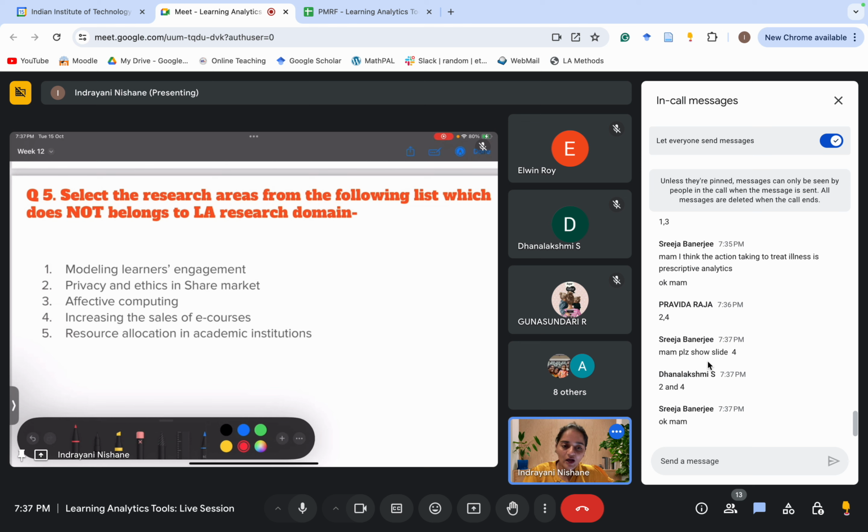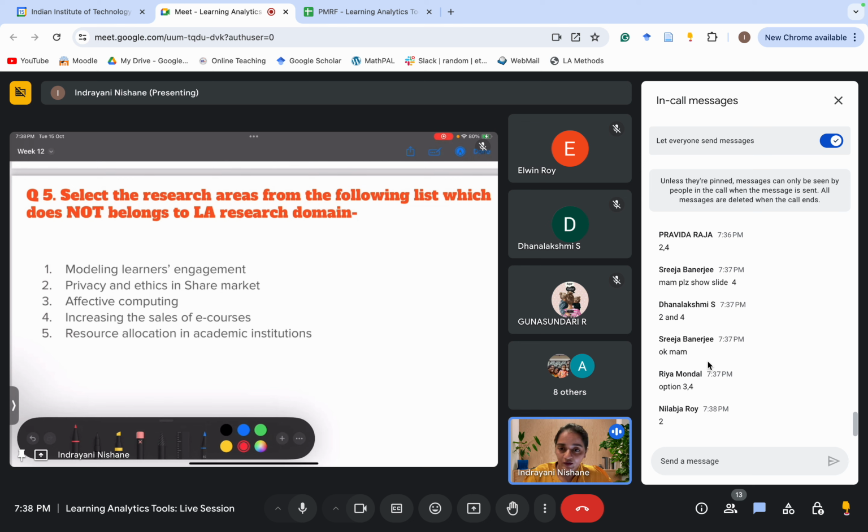Okay. So if you have such things that you want me to go back to certain slide, please hold this till end of the session. Okay, so at the end of the session we can go to that particular question which you want me to take up. But right now let's go with the flow and be on question 5 and try to answer which of the option is not part of learning analytic research domain. So these answers are in the options itself.